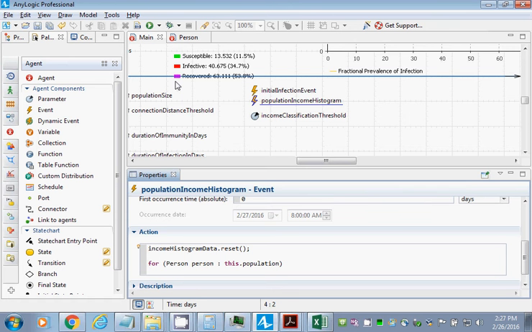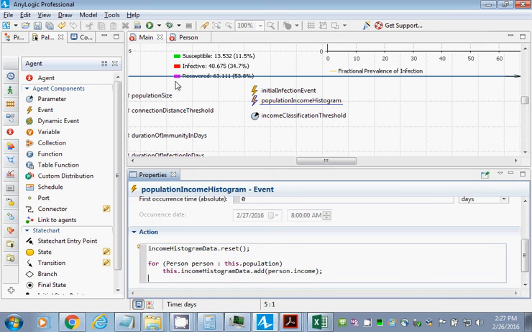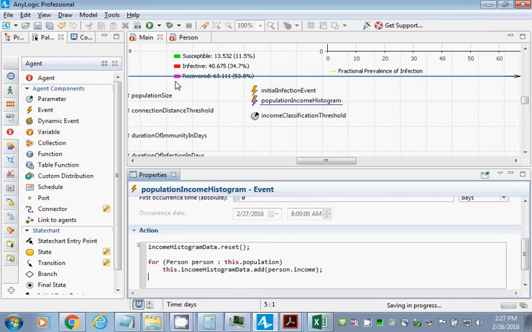So how do we talk to the histogram? This dot income histogram data. We have to tell it, hey, histogram data, add, okay, you got it, add what? What are we going to add to it? Person.income, a person's income. We're cooking with gas, ladies and gentlemen. Okay, great. That's it.